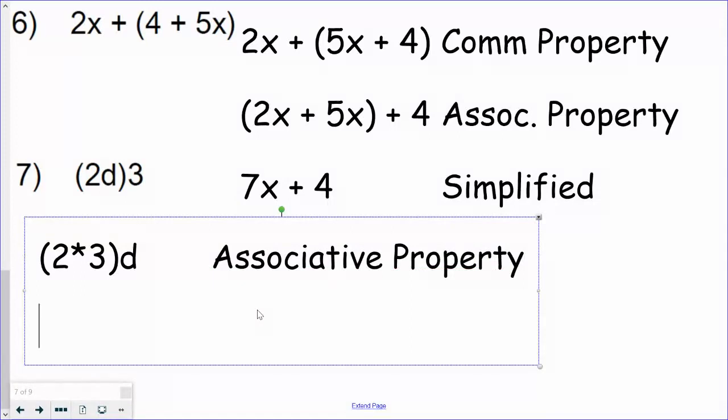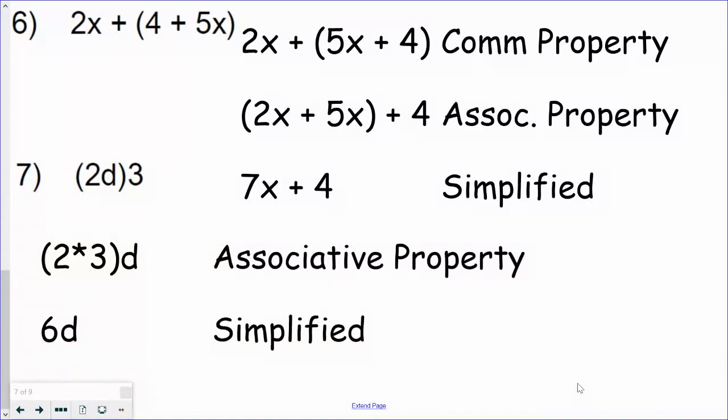And I'm actually going to multiply. I'm going to take my 2 times my 3 for 6. And I don't know what d is, so it just stays put. And that means now we have simplified. Okay, so if you need to, pause this, catch up with it, and put it in your notes. These are good examples that are going to help you with the homework, which is on our next page.